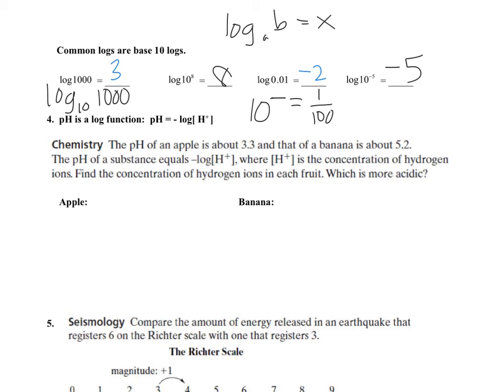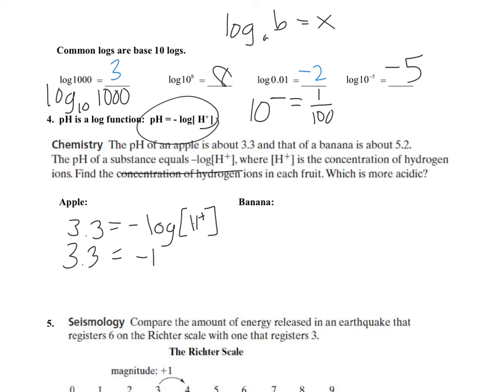pH is a log function. So pH is the acidity of something. So the pH of an apple is about 3.3 and that of a banana is 5.2. The pH of any substance equals the opposite of log H plus, where H plus is the concentration of hydrogen ions. Find the concentration of hydrogen ions in each fruit, and which is more acidic. So I'm going to use this formula, pH equals, so apple is 3.3 equals the opposite of log of H plus. So this H plus is just a variable. So if it makes you feel better, do 3.3 equals the opposite of log x.